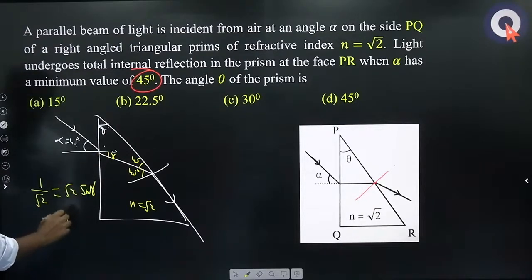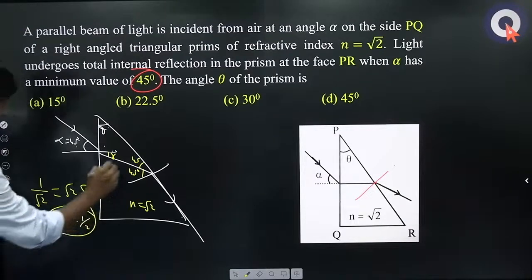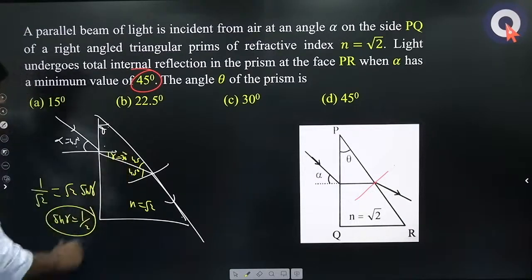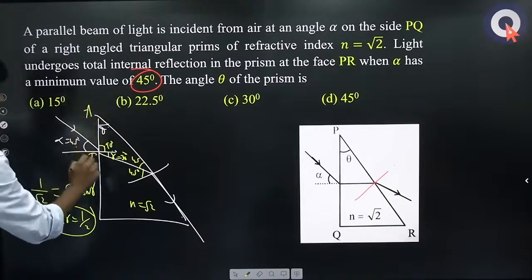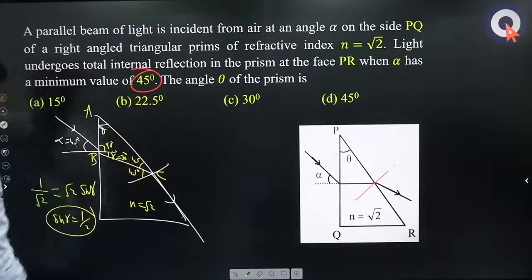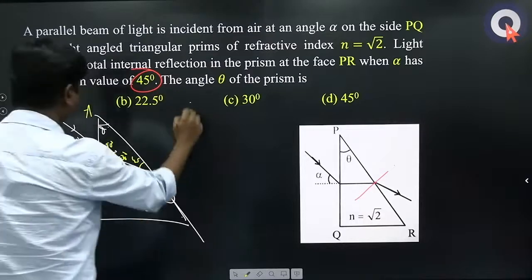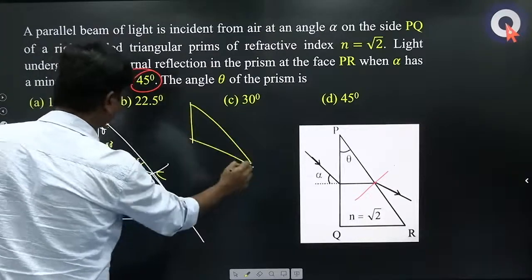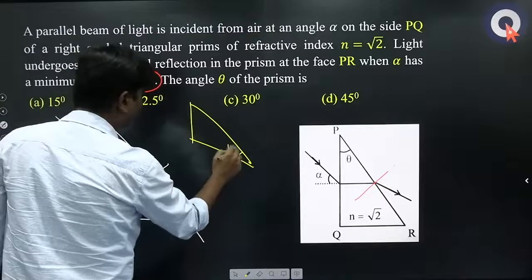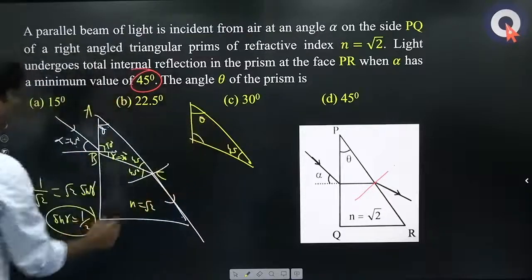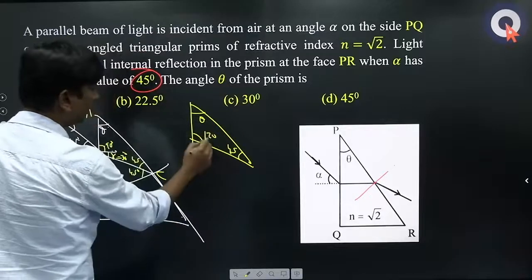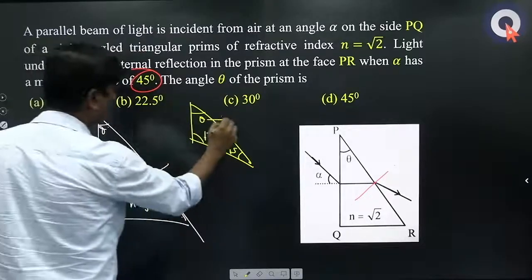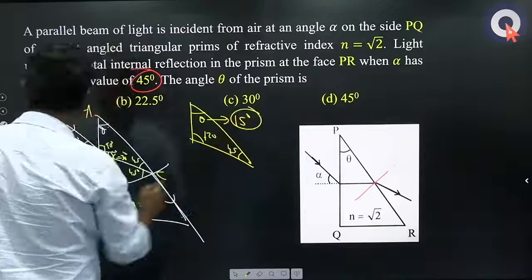So sin r is equal to 1 by 2. So that means r is 30 degrees. This is 30 degrees, and this is already 90 degrees. So just consider the triangle ABC. If you consider this triangle, already this angle is 45. This angle you want, theta, and this angle is what? 90 plus 30, so it's 120. So 120 and 45, 165. So this will be 15 degrees is the answer.